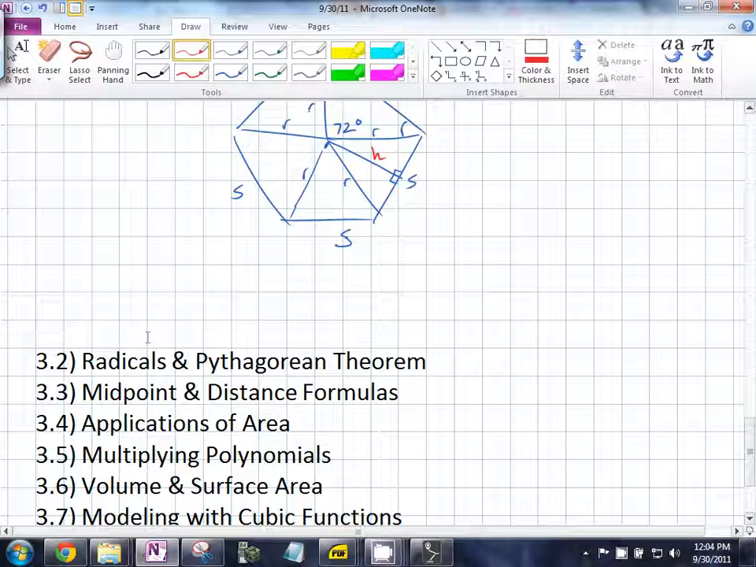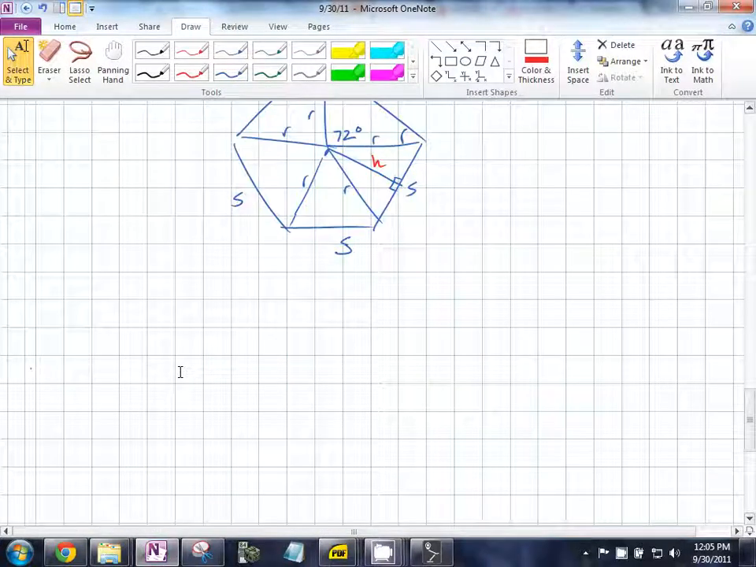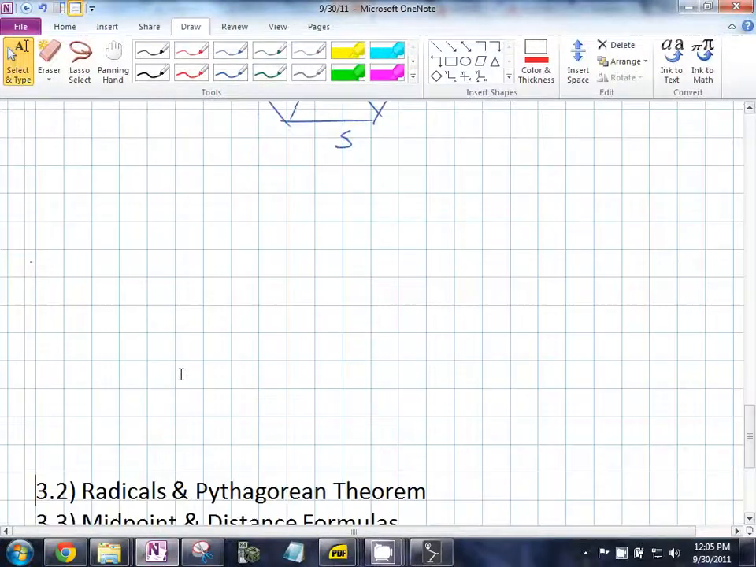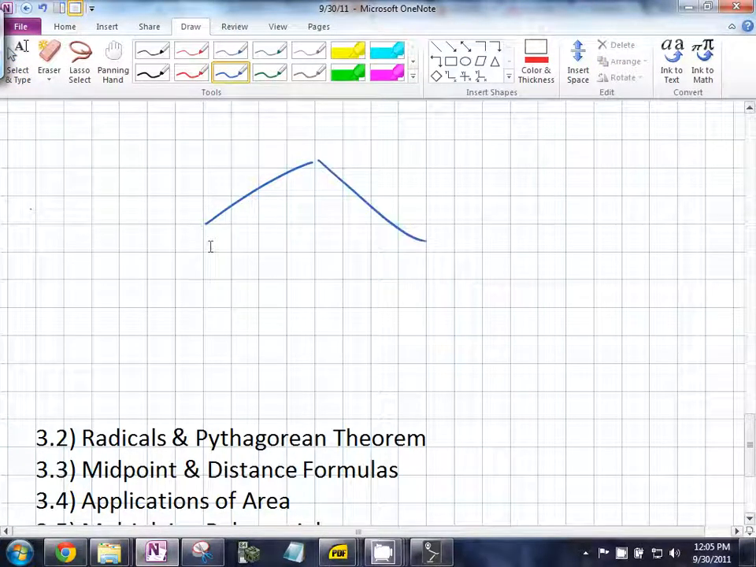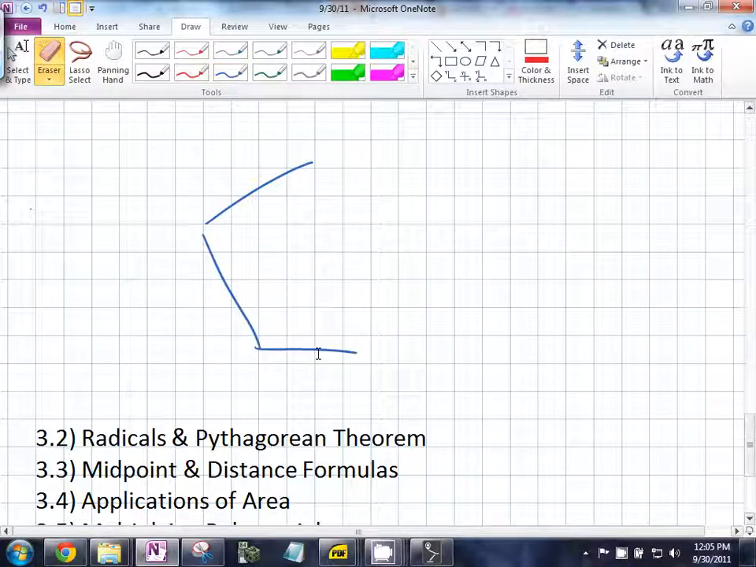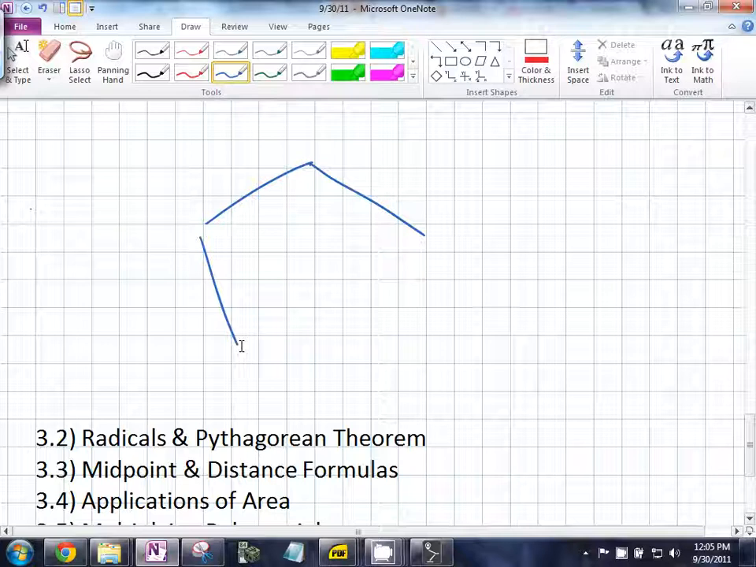Okay, that's cool. I like that. Okay. And I'll label some points here so we can talk about it. So we have A, I'll make that red. A, B, C, D, E, F, and G, and H. There's 4 triangles. Are all 4 triangles congruent?